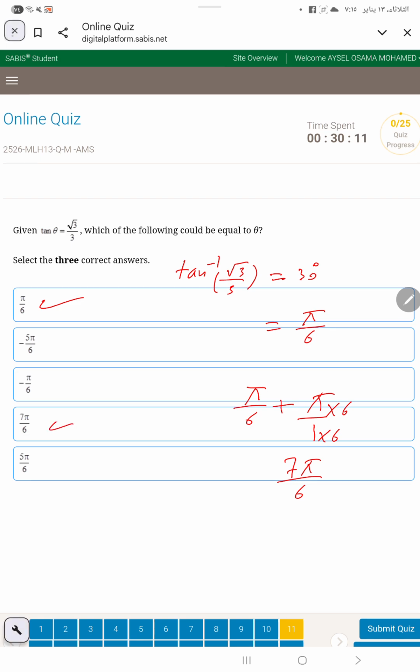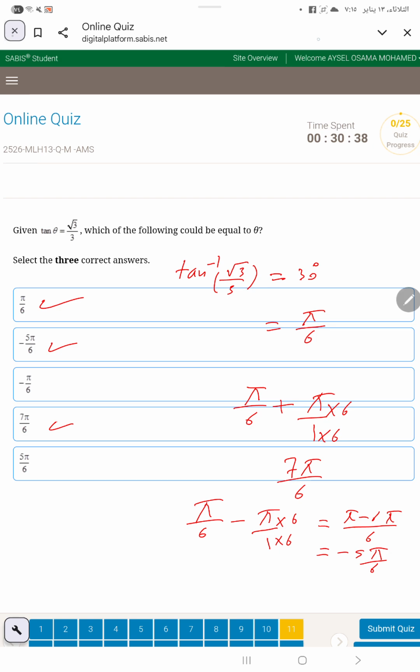And also you can subtract pi. So pi over 6 minus pi. Also same denominator. Multiply by 6 up and down. You get pi minus 6 pi over 6. And that will be negative 5 pi over 6. Which means this option is correct. So these are the 3 correct options.